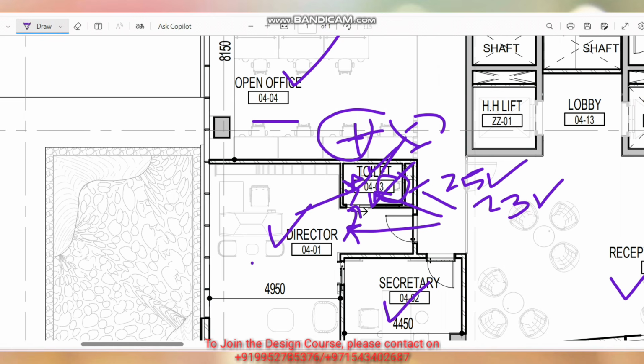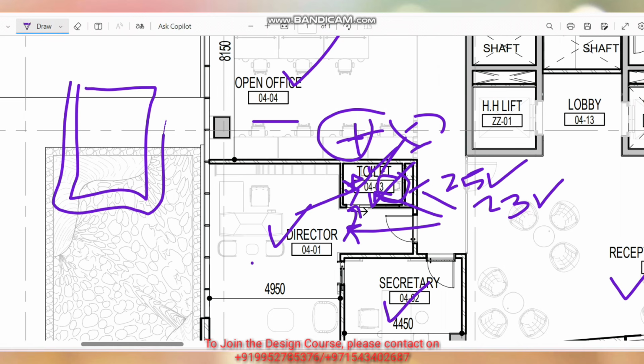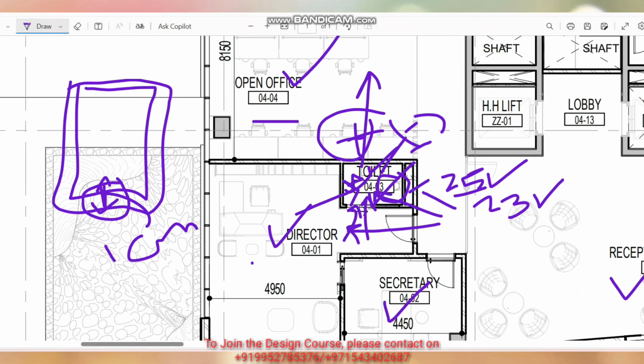But what important thing you have to provide, so this is your toilet door, and this is your toilet frame. You have to provide some undercut at the bottom, at least 1 centimeter undercut. So when the exhaust fan throws the air outside, to compensate, through the undercut it will take fresh air from the nearby room. In this case it will take the fresh air from the director room, so the fresh air will enter the toilet to compensate the 25 liter per second. That is the reason some people provide the undercut, and some people provide a louver in the door.